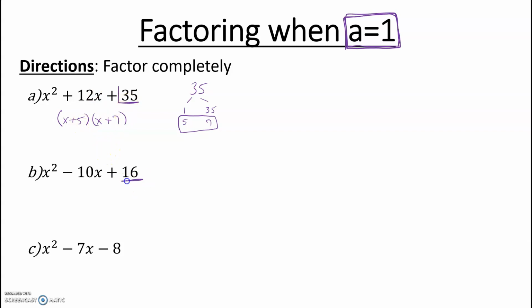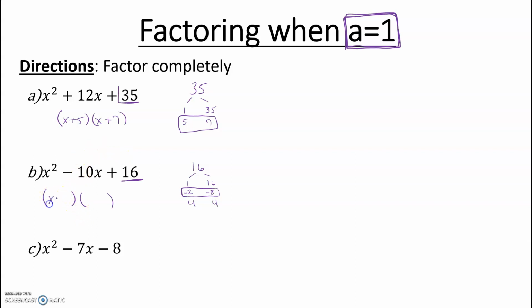Let's try another one. So we have a 16. 1 times 16, 2 times 8, 4 times 4, and we can stop. Now we want to know which ones add to 10. Well, 2 and 8 add to 10. Now, be careful, because it's not just your ordinary 10, it's a negative 10. So a negative 2 and a negative 8: negative 2 times negative 8 makes positive 16, and negative 2 plus negative 8 gets you negative 10. So be careful with positives and negatives here. Make sure it multiplies to get you this and adds to get you this.